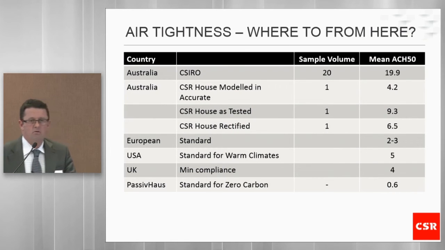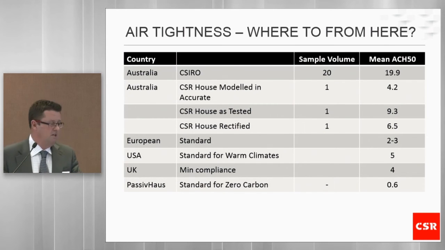I guess it's important, on the basis that we don't really have a metric in the building code. It just says minimise air leakage. So let's have a quick look at where we stand. Under CSIRO testing, we know that we had an ACH 50 of about 19.9. The CSR house model, as designed, came in at 4.2. We know that's unachievable in reality because as tested on construction it was 9.3. In rectified it was 6.5.